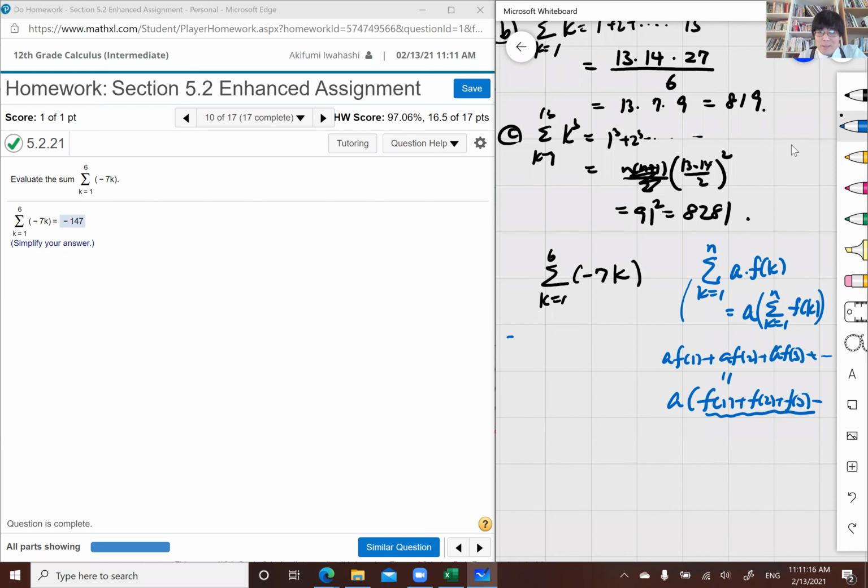Applying this, you can put -7 out. And you can use the sum formula here, or you can just do 1 plus 2 plus 3 plus 4 plus 5 plus 6. I'm going to use the formula here. It's going to be 6 times 7 divided by 2. So the answer is -147.